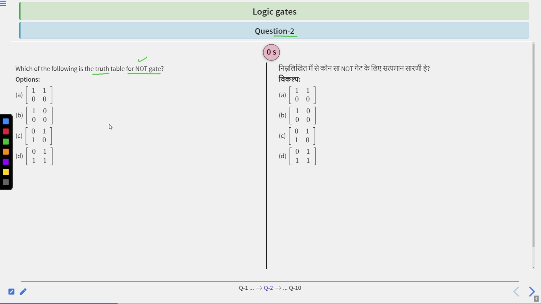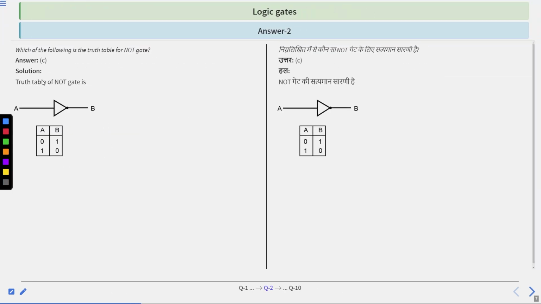Let's find a solution. So the truth table for NOT gate, and the symbol of NOT gate is this. This is the NOT gate symbol. Clear? Input is A and output is B. So from the truth table, when the input is 0, the output will be 1, and when the input is 1, the output will be 0. So this is the truth table for the NOT gate.